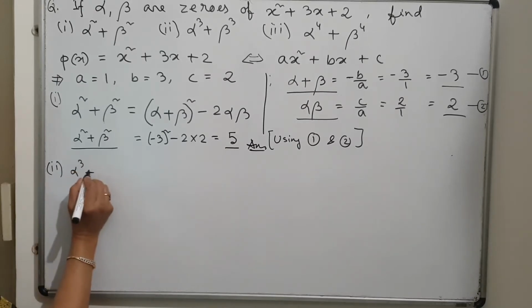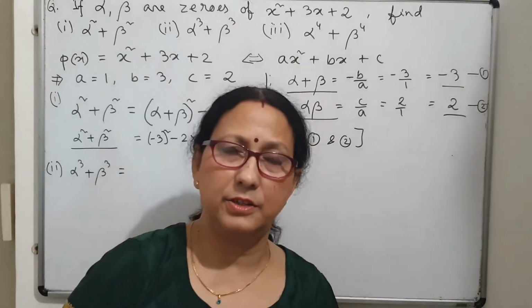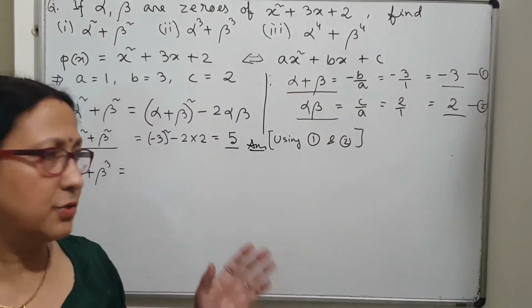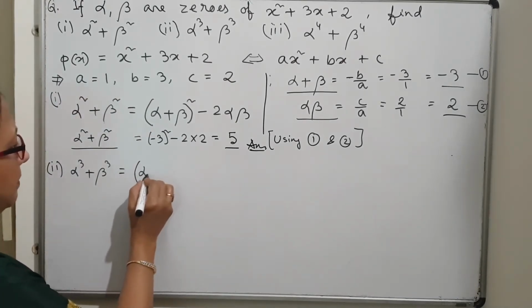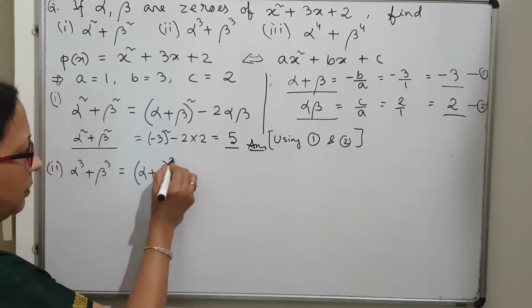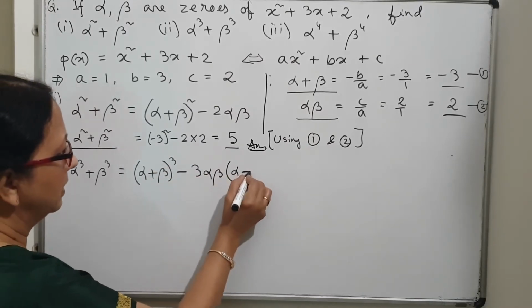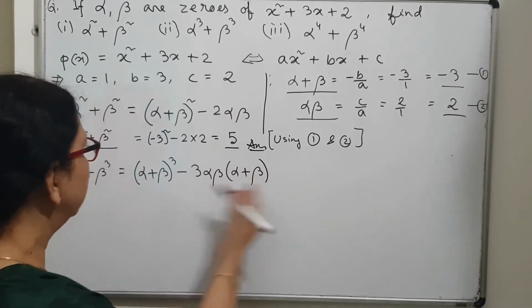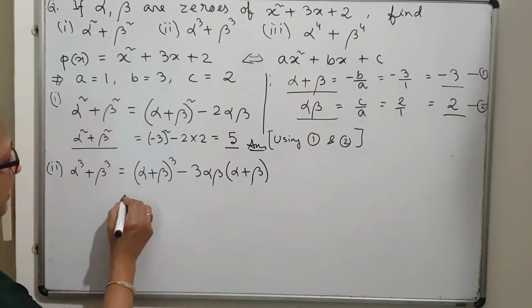Alpha cube plus beta cube. Again you see the algebraic identities that you have learnt in 9th class are useful now. So you have to remember identities. What is a cube plus b cube? It is a plus b whole cube minus 3ab into a plus b. So these algebraic identities you have to remember. Now simply put the values. It's as simple as that.